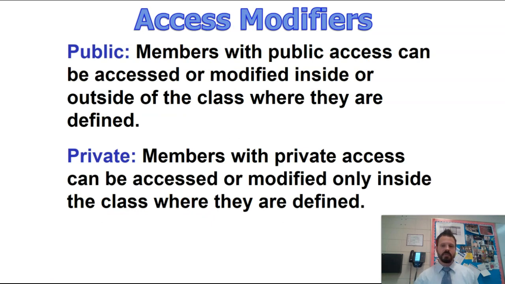Let's start by talking about the first thing, our access modifiers. Anything you create within a class for an object is going to be defined as either public or private. Okay, for public, that just means that its members, such as variables, constructors, or methods, members with public access can be accessed or modified inside or outside the class where they're defined. Whereas private, our members with private access can be accessed or modified only inside the class where they're defined.